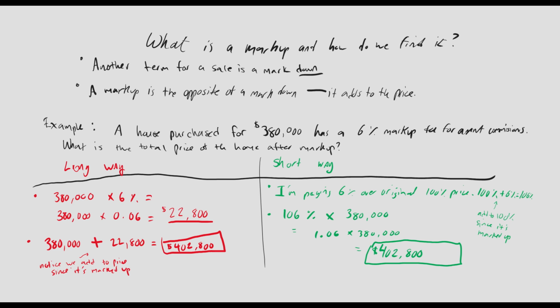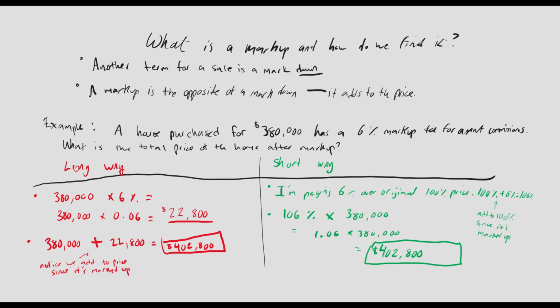Here's a problem. The house is purchased for $380,000. It has a 6% markup for an agent's commissions. What is the total price after the markup? We take the same methods, except the only thing you're doing differently is instead of subtracting from the price, you're adding to it because it costs you more money. So we do the 6% times the $380,000 and get $22,800. We add that to the original price, you get $402,800.